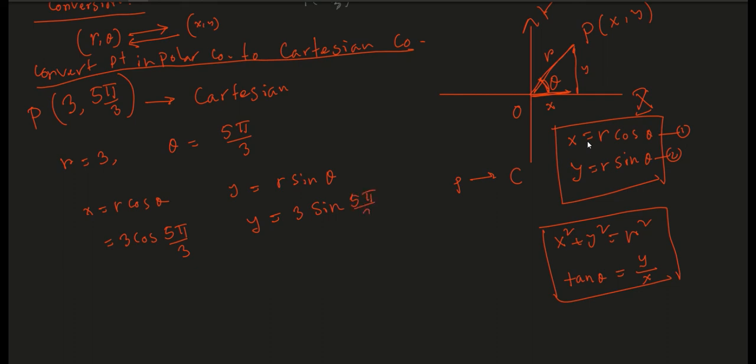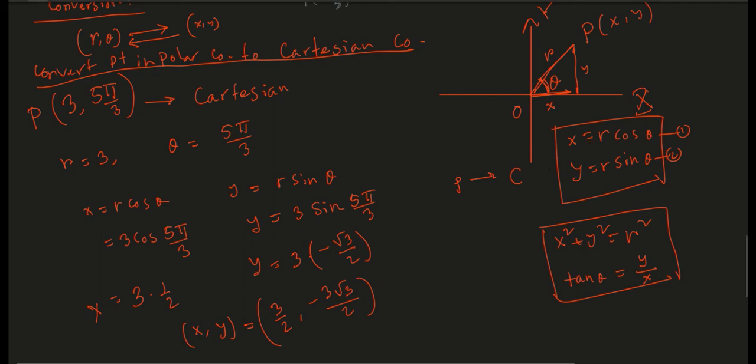Now we have to substitute the value of cosine 5 pi over 3, which is 1/2. So x is 3 times 1/2, and y equals 3 times the value of sine 5 pi over 3, which is negative root 3 over 2. If I want to write my answer as an ordered pair, I can write (x, y) equals 3 over 2 comma negative 3 root 3 all over 2. So that's the conversion from polar to Cartesian.